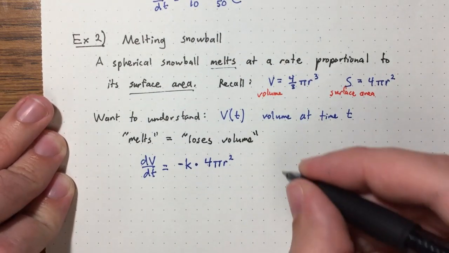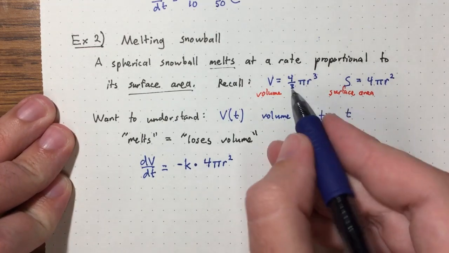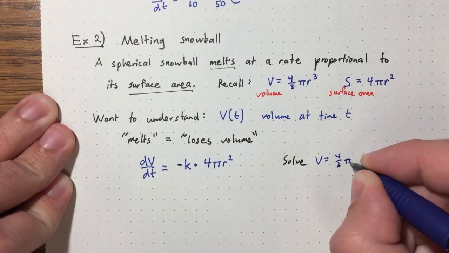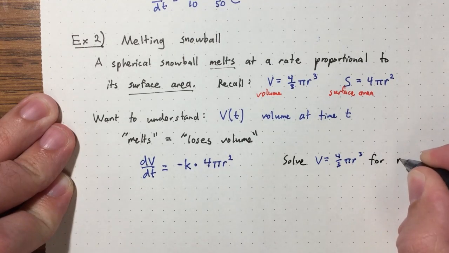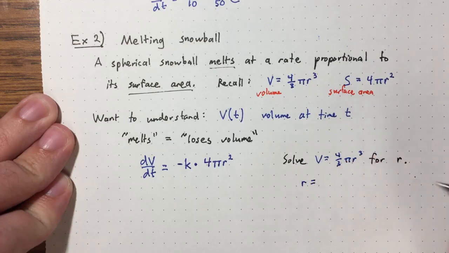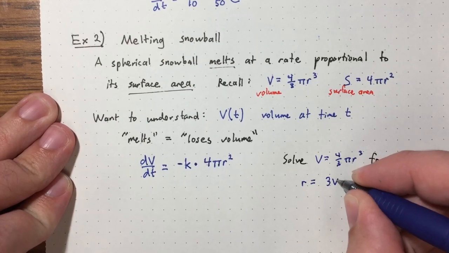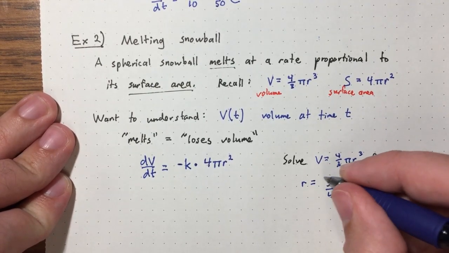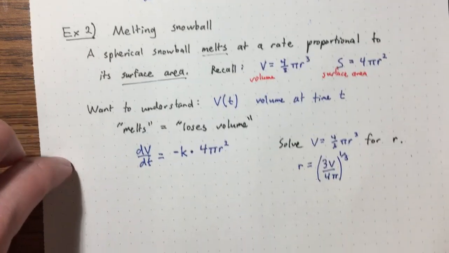So how do we do that? Let's solve this relationship here, V equals 4/3 pi r cubed, for the variable r. And what do we get? We get r equals 3V over 4 pi, and I have to take a cube root. So this will be to the 1/3 power.